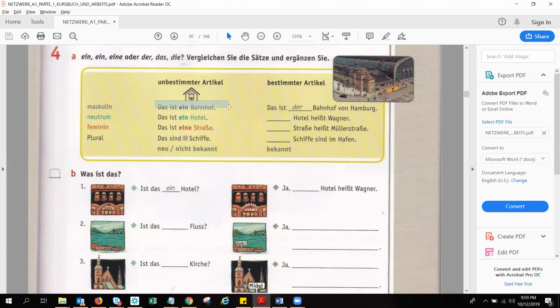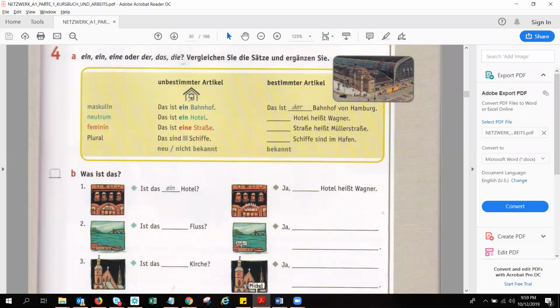So das ist ein Bahnhof. This is a railway station. Das ist der Bahnhof von Hamburg. So you can see the reference. If we are saying only like this is a railway station, it could be any railway station. So there is no information, that is indefinite. So that's why we are using here unbestimmter article ein.